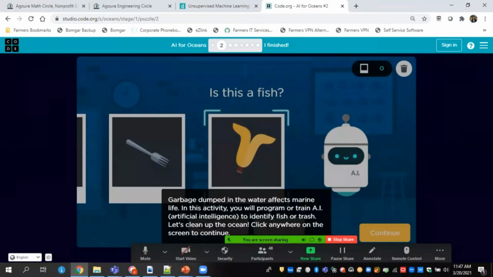Okay. This is a game that I took from studio.code.org. Again, the link will be available to you if you want to take a look further. It is for small kids, but it emphasizes the concept that we just spoke about. Garbage dumped in the water affects marine life. In this activity, you will program or train the AI to identify fish or trash. Let's clean up the ocean. Click anywhere on the screen to continue.